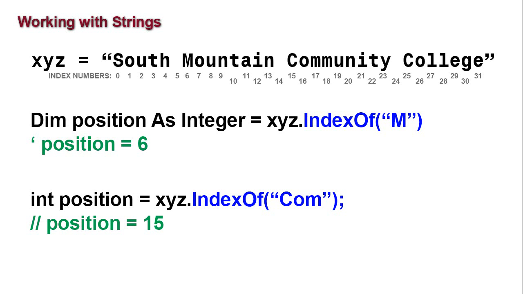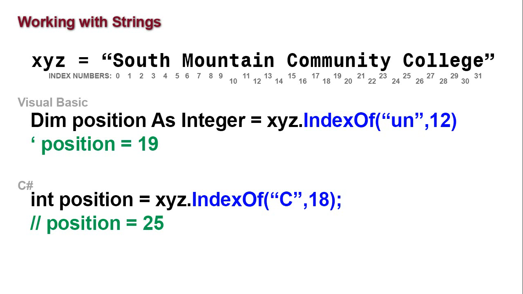In the C# example, we can search for a phrase or a word or another string inside that string of more than 1 character. So here I'm searching for the letters uppercase C-O-M. Now remember, this is case sensitive. In this case, it's going to find uppercase COM at position number 15. And that's going to be the value then that's placed into our position variable.